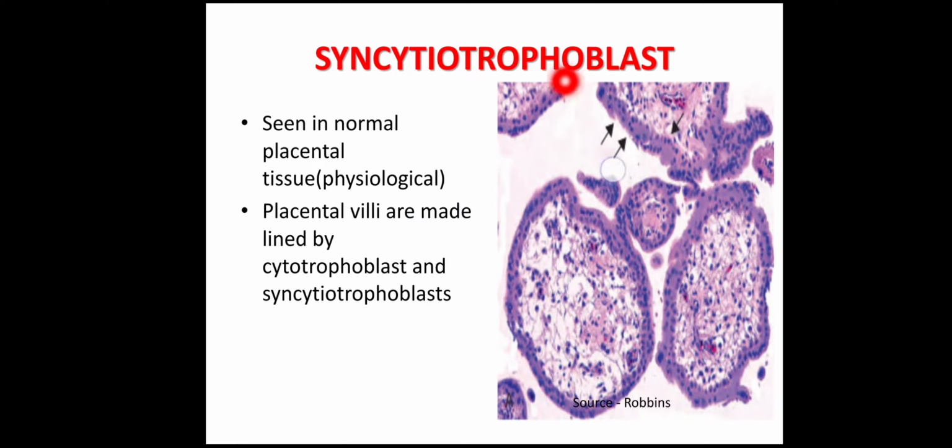Now, syncytial trophoblasts are physiological giant cells which are seen in normal placental tissue. The placenta is composed of numerous chorionic villi, which have vascular cores and are lined by cytotrophoblast cells, which are mononuclear, while these syncytial trophoblasts are multinucleate, and that's why they are called giant cells. In the arrowhead, you can see the multinucleated syncytial trophoblasts lining the villi. This is the core of the villi, and this is the lining of the villi.